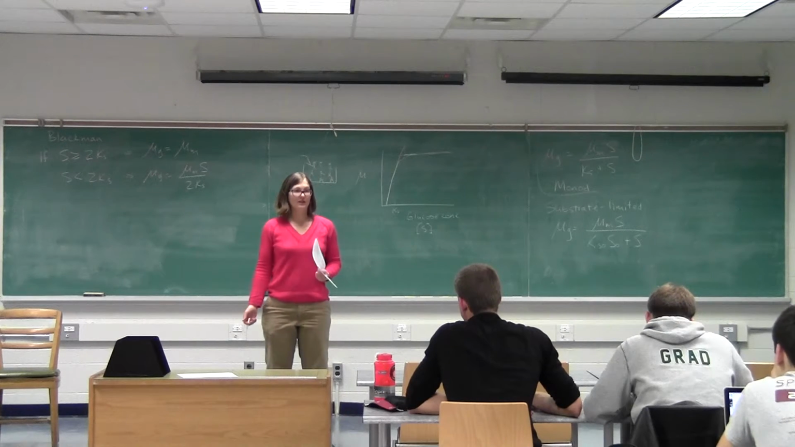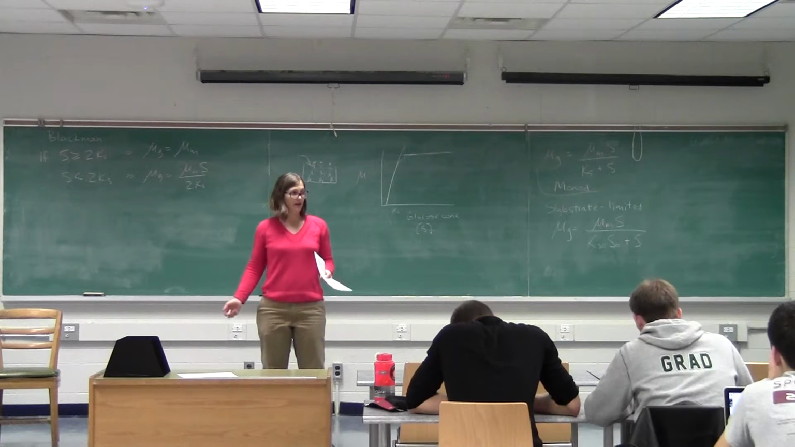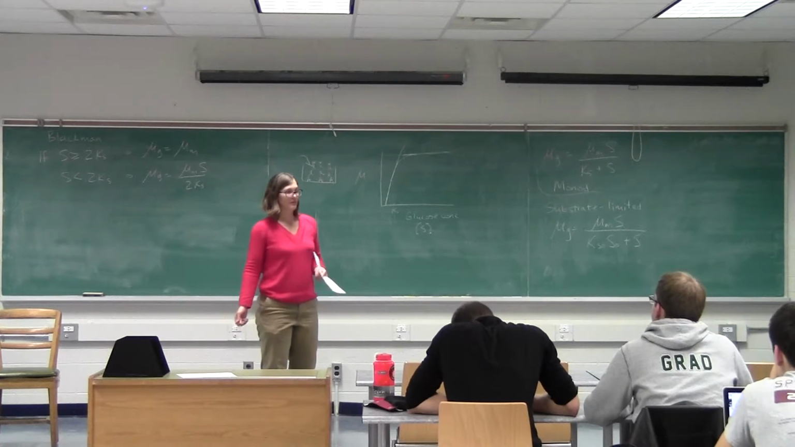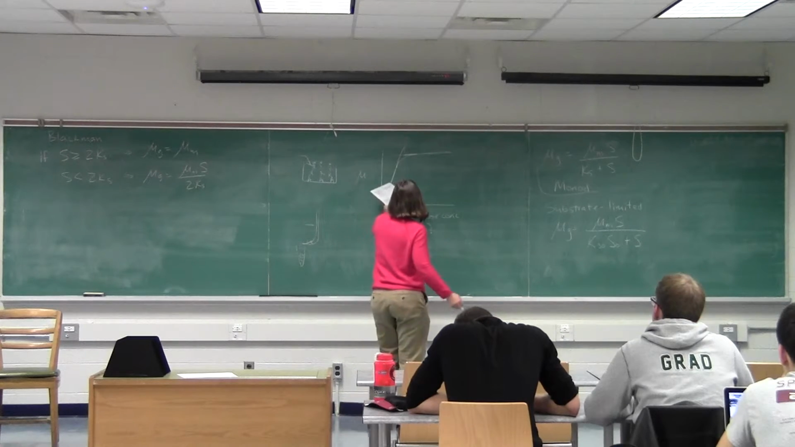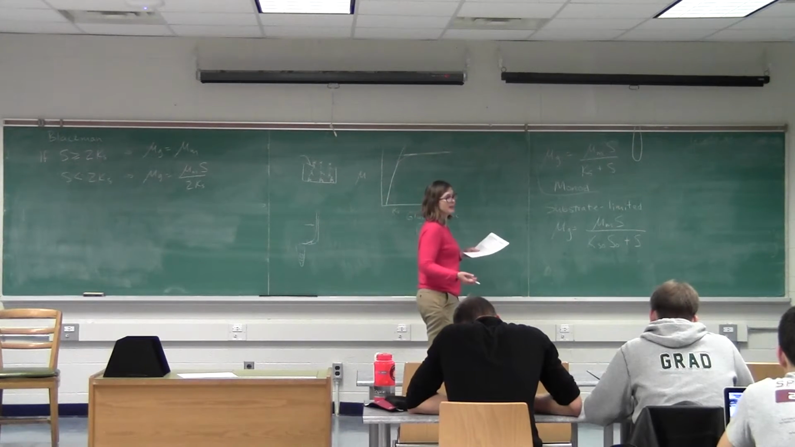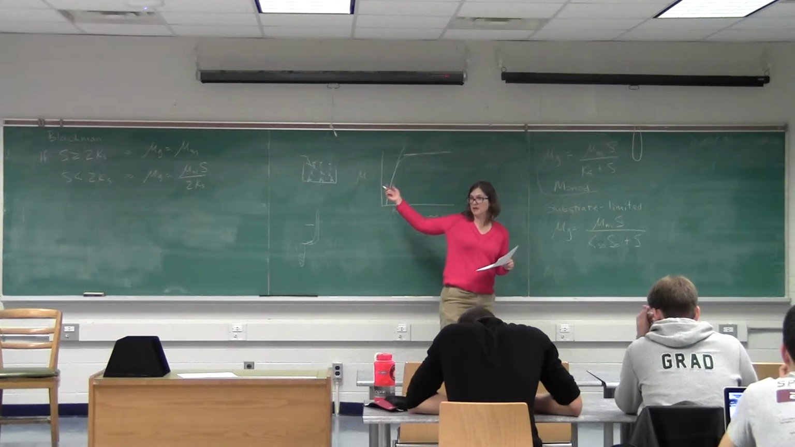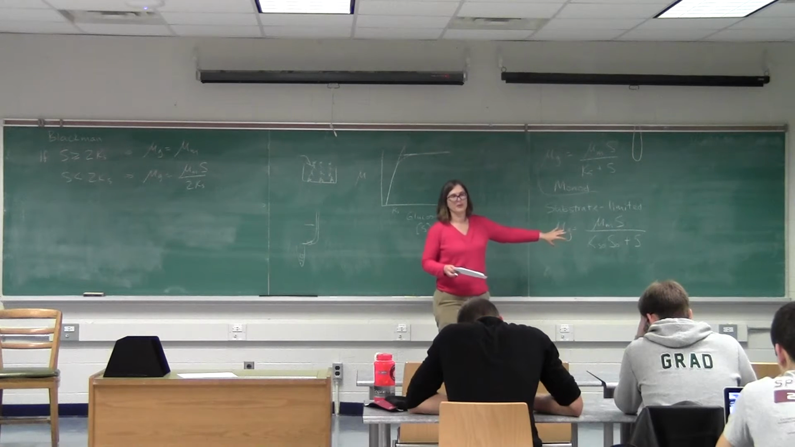And it actually describes the data really well. Like I said, if you go through sort of what's happening all along here, you'll probably find less error by using the Blackman equation than you will the Monod equation or even the substrate limit equation.